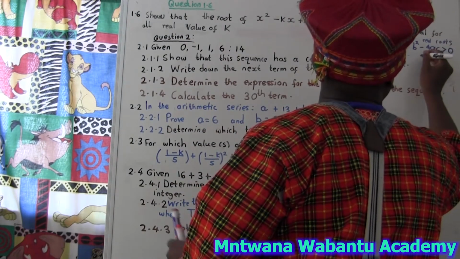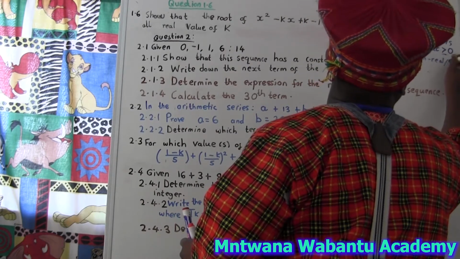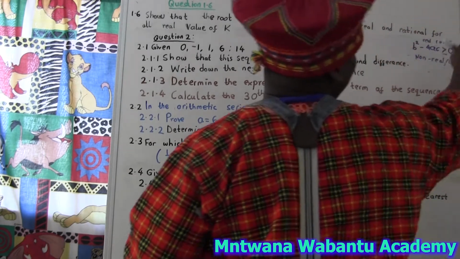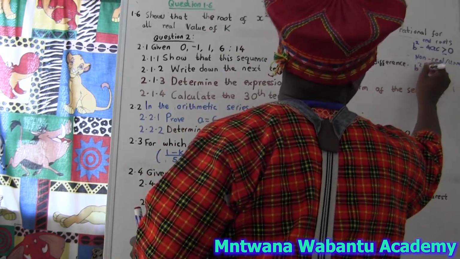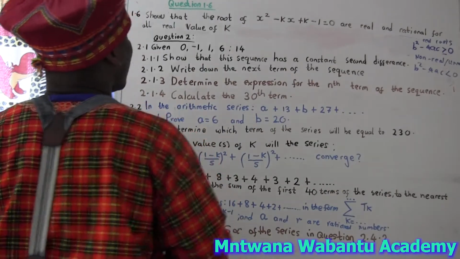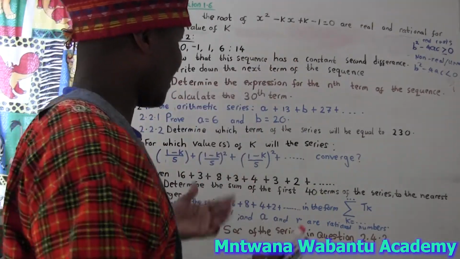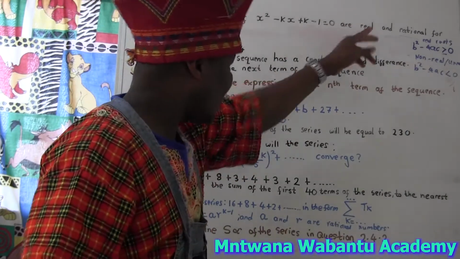And for unreal, or non-real, you say b squared minus 4ac is less than 0. Now, for this case, they say show that the root, which means when you solve this, the root is like an answer for it. Like, it's going to be real? Oh, it's going to be real.